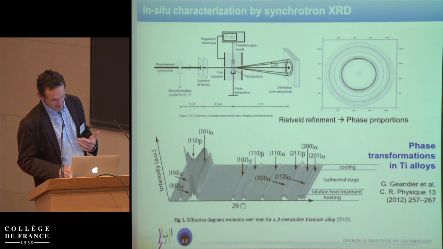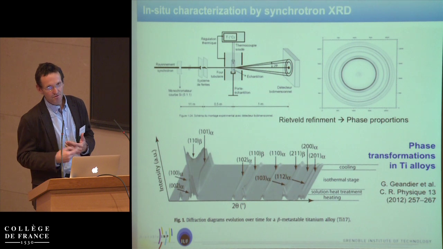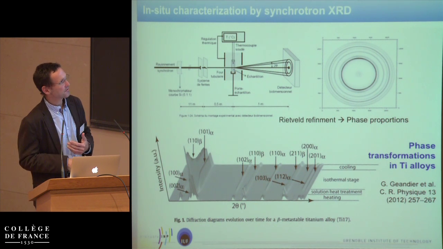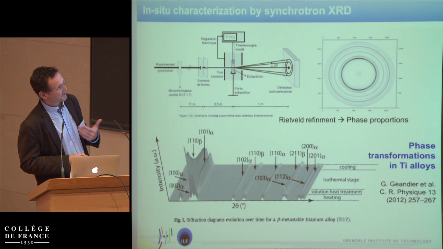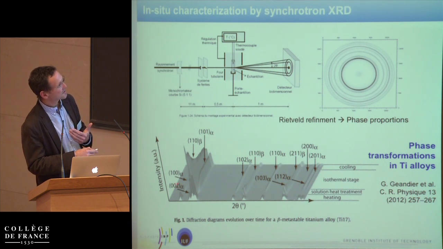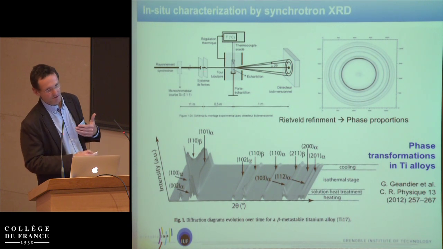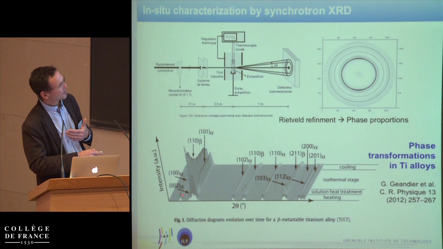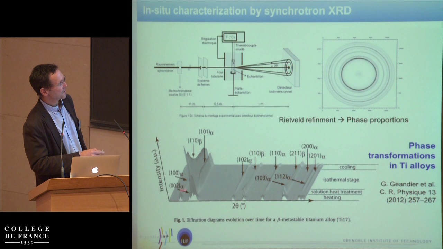To my knowledge, XRD hasn't been used for this kind of purpose in diffusion couples or to look at this kind of effects. But definitely it's been used a lot in situ to look at phase transformations. Here, for instance, is a case in a titanium alloy, where you take an alloy, you look with high energy X-ray diffraction, and you can characterize the phase transformations here from alpha to beta phase as a function of temperature.